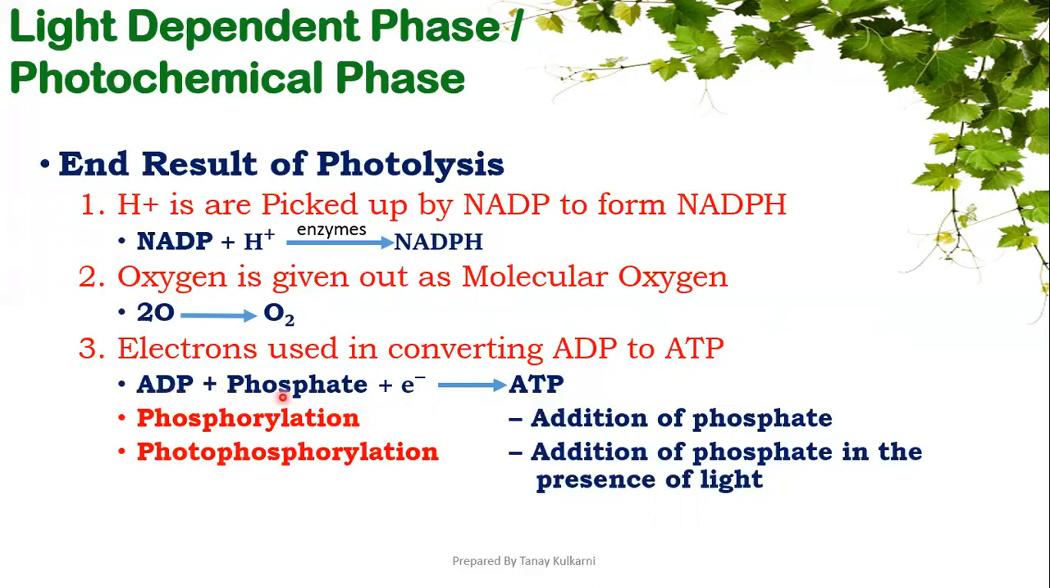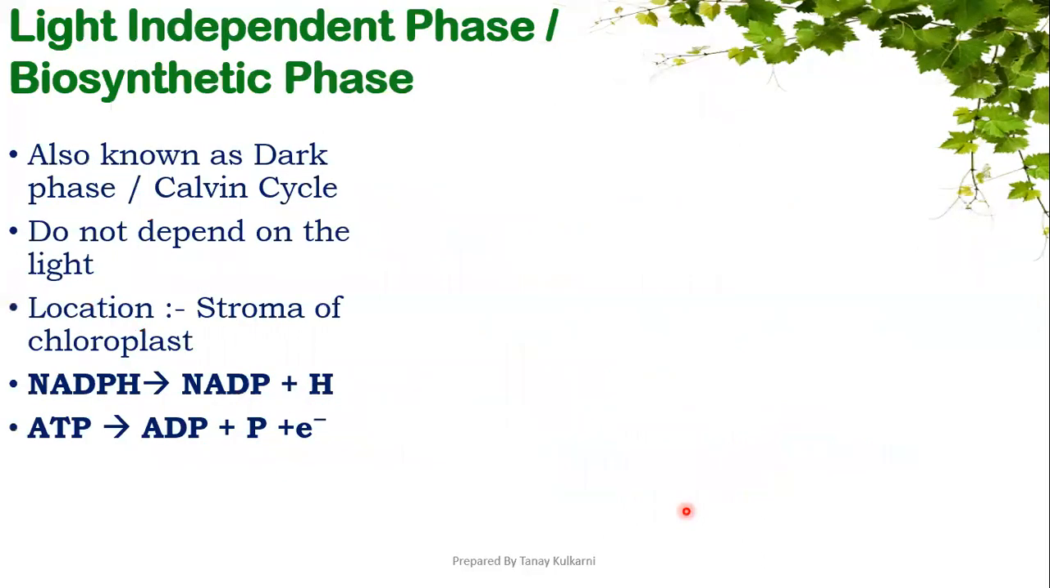So the conversion of ADP plus phosphate into ATP is called photophosphorylation, addition of phosphate in the presence of light.